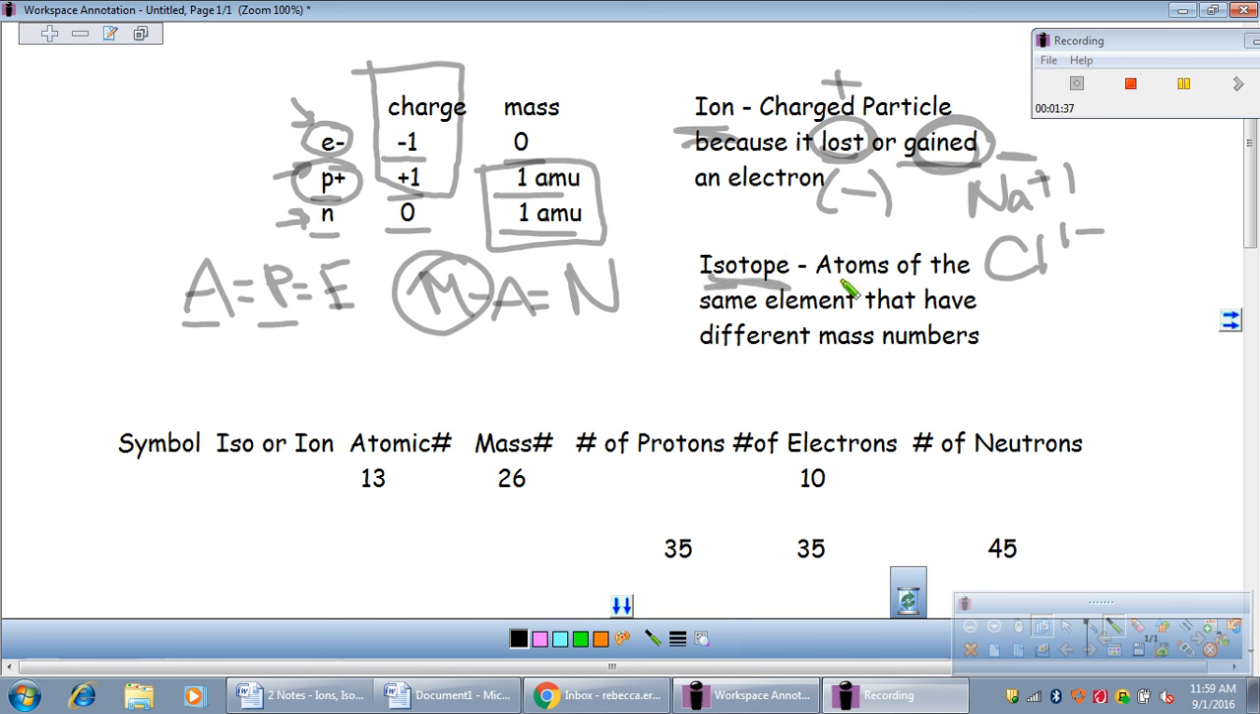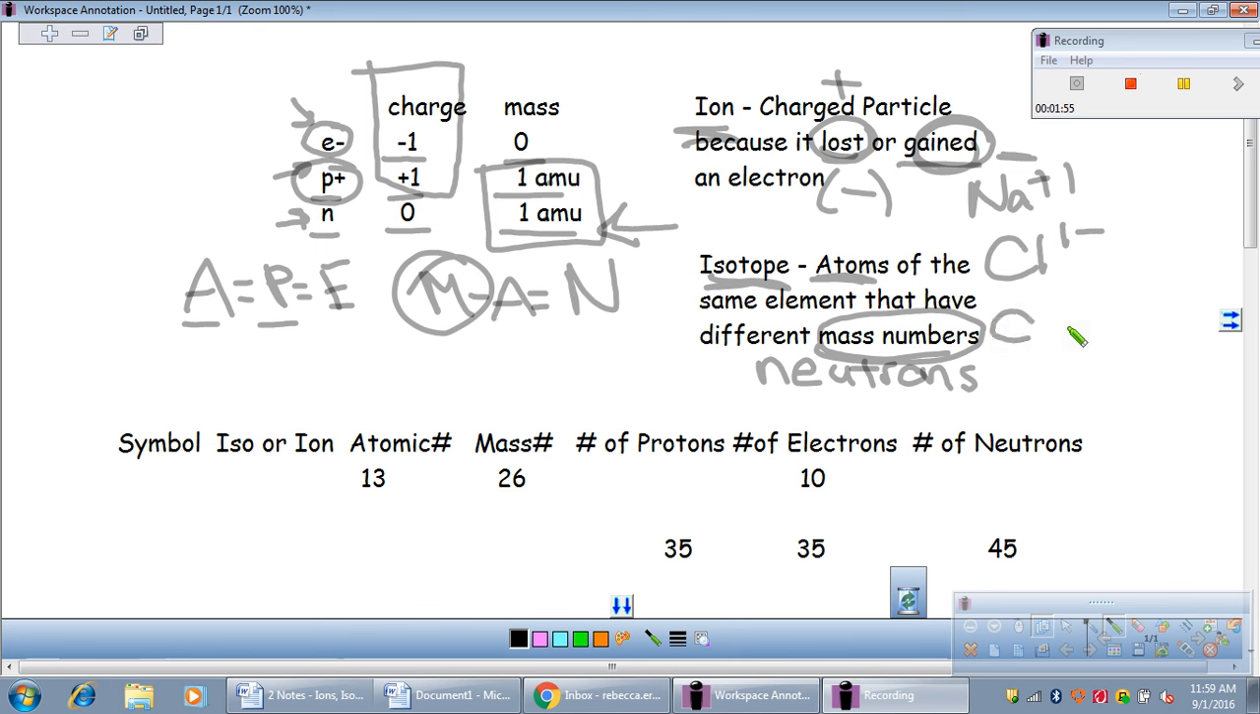An isotope is atoms of the same element that have different mass numbers. That's because they have a different amount of neutrons. Alright? So if you vary the number of neutrons, the mass number varies. We're still talking about the same atom, so they all have the same number of protons.